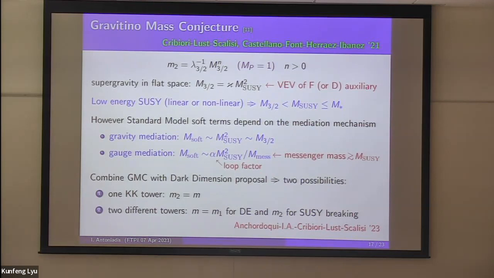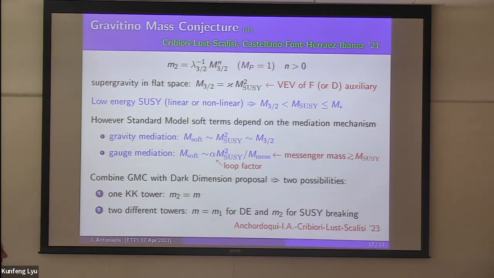Now becoming more precise, the question is how the gravitino mass is related to the supersymmetry breaking scale. So the first step is that in supergravity, in flat space, the gravitino mass is related to the scale of supersymmetry breaking by this relation, where M SUSY is the expectation value of the F-term. Even if the supersymmetry breaking scale is high, if there is supersymmetry at the fundamental level, the breaking scale should be less than the species scale, the gravity scale at high dimensions.